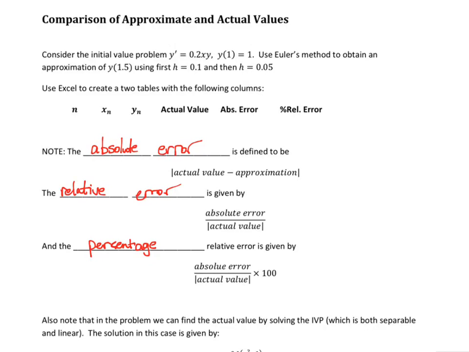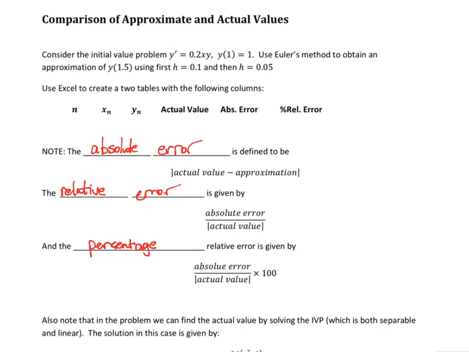What we're going to do is look at this problem where we can compare the approximate values with the actual values. We are going to consider the initial value problem: y prime is equal to 0.2 times xy, and the initial condition is y of 1 equals 1. So x naught is 1, y naught is 1.